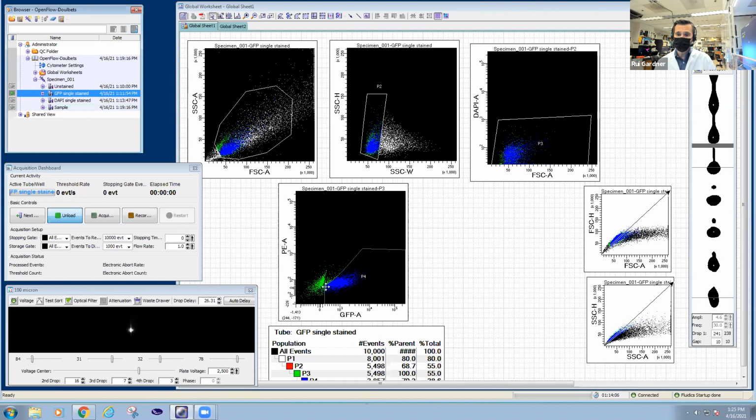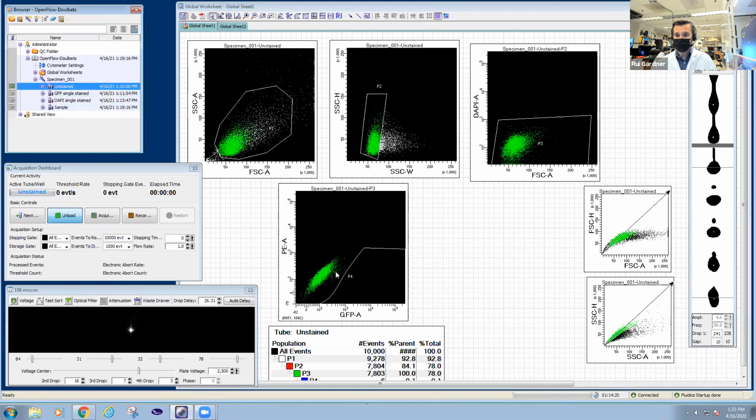This is the way that DIVA is transforming this gate when it goes to biexponential. So I'll try to just make sure I select... Oh, right. This is the single stain, and I'm going to the unstained just to make sure that this gate makes sense and we're not capturing any of the negative cells, right?